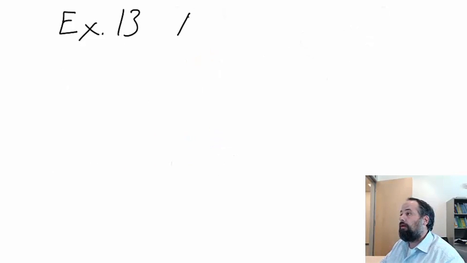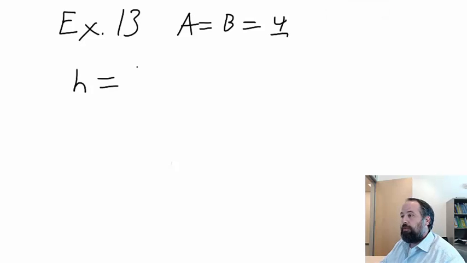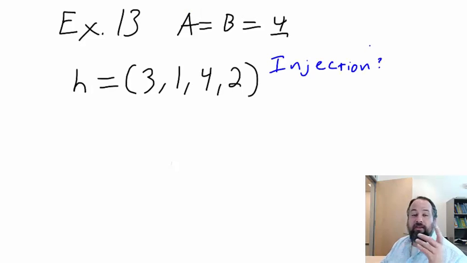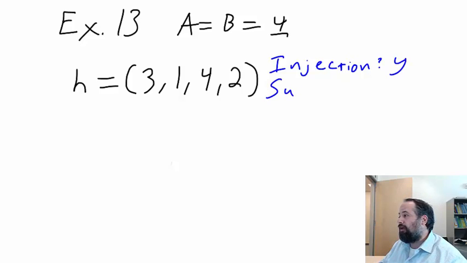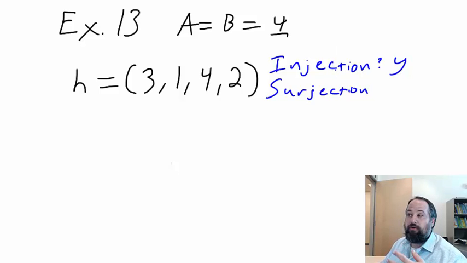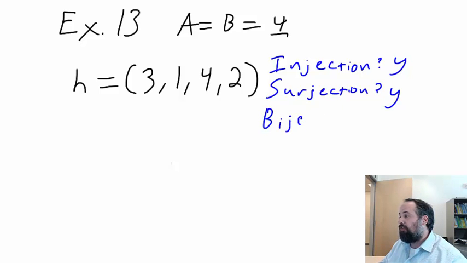Let's say A equals B equals 4 underline. And let's define a function h to be. Is that an injection? Well, do we see any elements of the range twice? We don't, so it is an injection. Is it a surjection? That is, does every member of the range show up? Every member of the range does show up, so the answer is yes, it is a surjection, and therefore it must be a bijection.